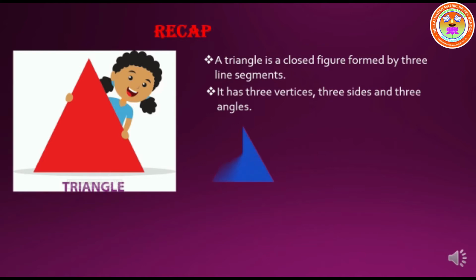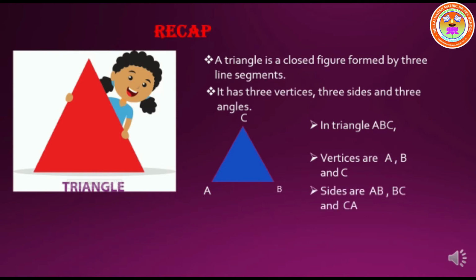Now, if I draw a triangle and name it as A, B and C, I can say that in triangle ABC, vertices are A, B and C. Sides are AB, BC and CA. Angles are angle CAB, angle ABC and angle BCA.